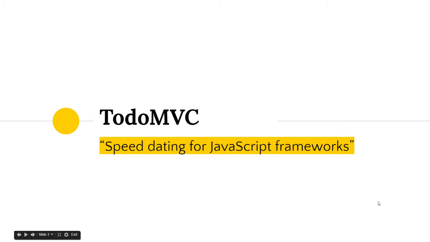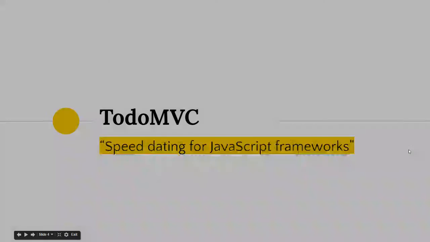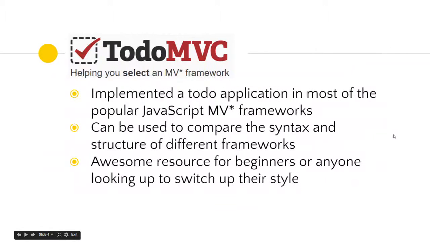I'll be talking about To Do MVC. It's a project that's online that lets you find a way, in case you don't know, there are a lot of frameworks out there. So basically, to sum it up in a few words, it's speed dating for JavaScript frameworks. Basically, what they did was they implemented a single to-do application in most frameworks, using different syntaxes, and that's an awesome resource for beginners or anyone looking to switch up their framework.